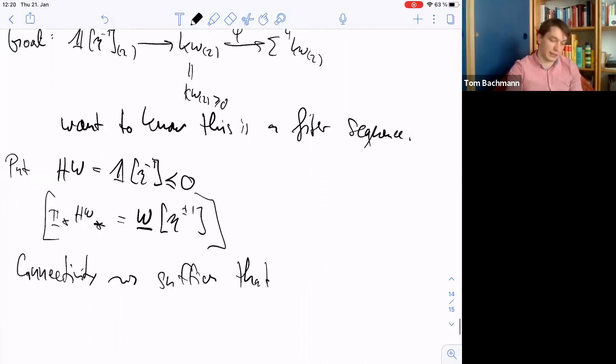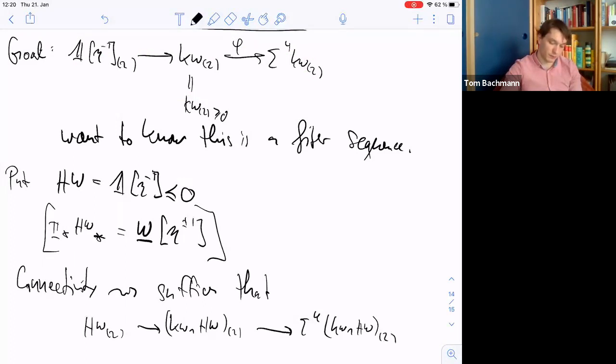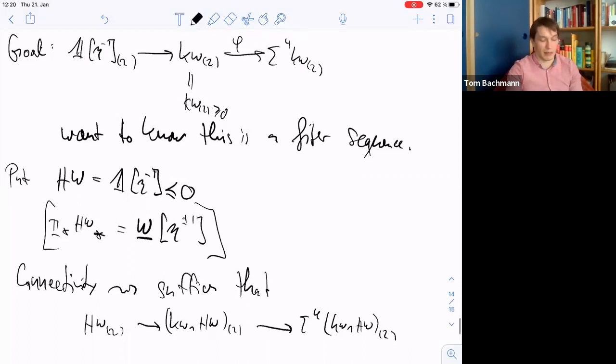well, I just take this sequence here and I smash it with HW and I should still get a fiber sequence. So this is now HW2 goes to KW smash HW2 goes to sigma 4 of the same thing. And I want this to be a fiber sequence.